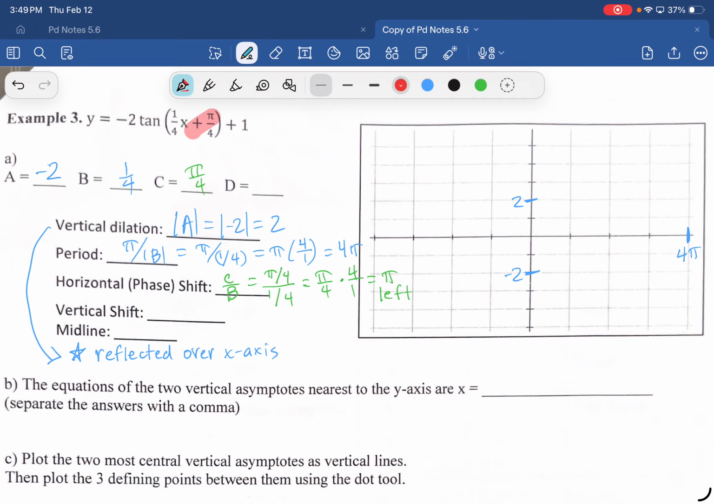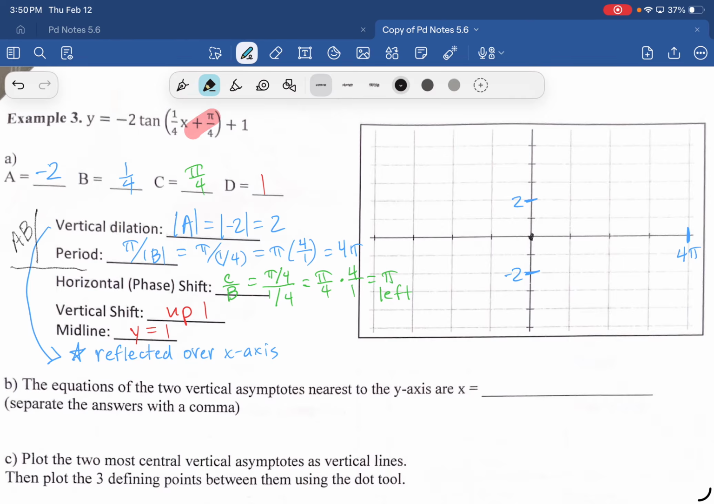The other question directions that you might see, because it's hard to program graphing these tangent, cotangent, secant, cosecant graphs, is this that's in part C. Plot the 2 most central vertical asymptotes as vertical lines, and then plot the 3 defining points between them using the dot.